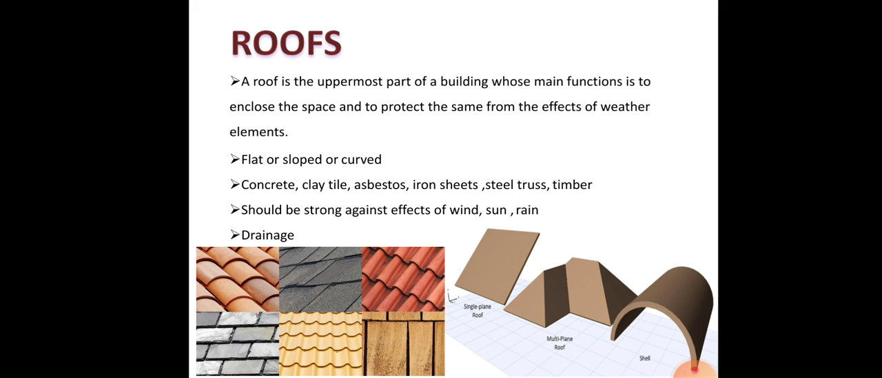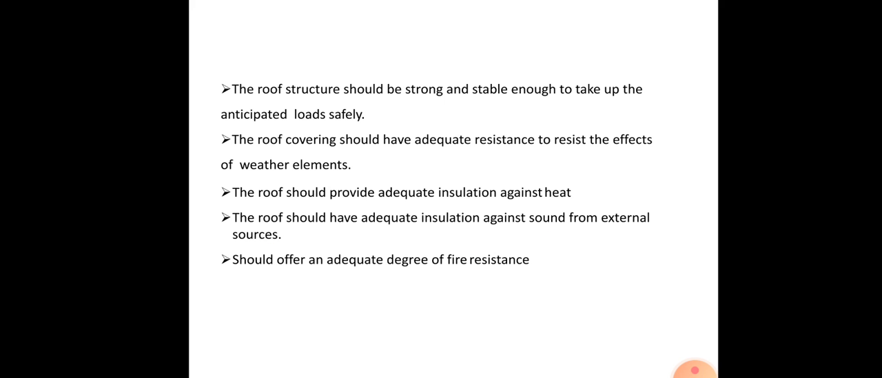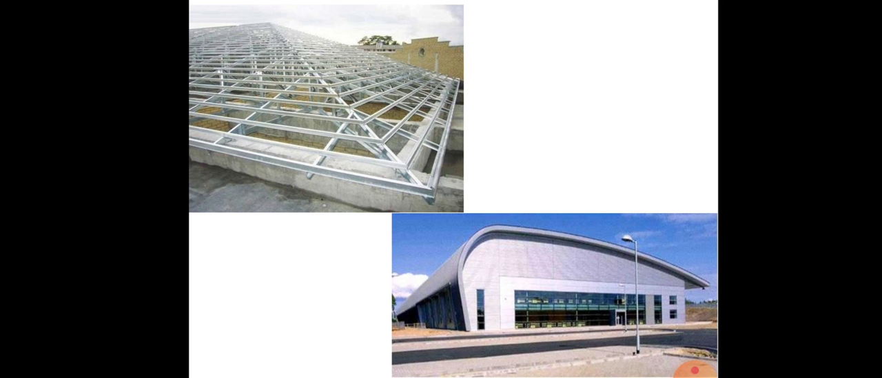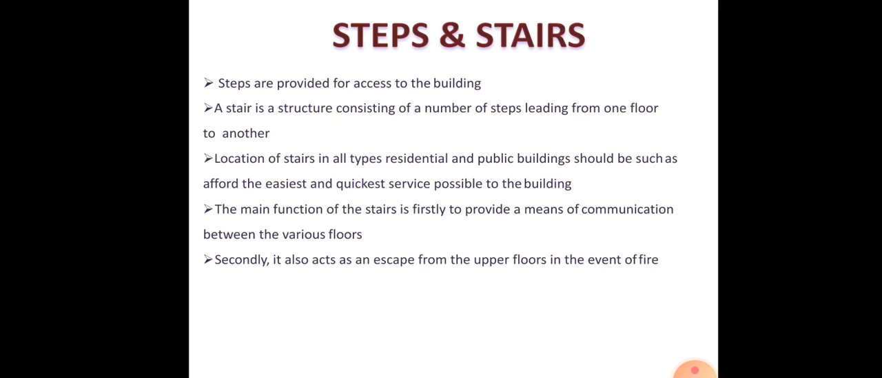The requirements of a good roof are that it should be strong against the effects of wind, sun, rain, etc. And it should have proper drainage, because in the event of rain, what happens? Water should not be locked on the roof. It should flow easily, so there should be proper drainage provided for the roofs. And it should be highly resistant against heat and fire, and against various weathering agencies. These are some of the different types of roofs here.